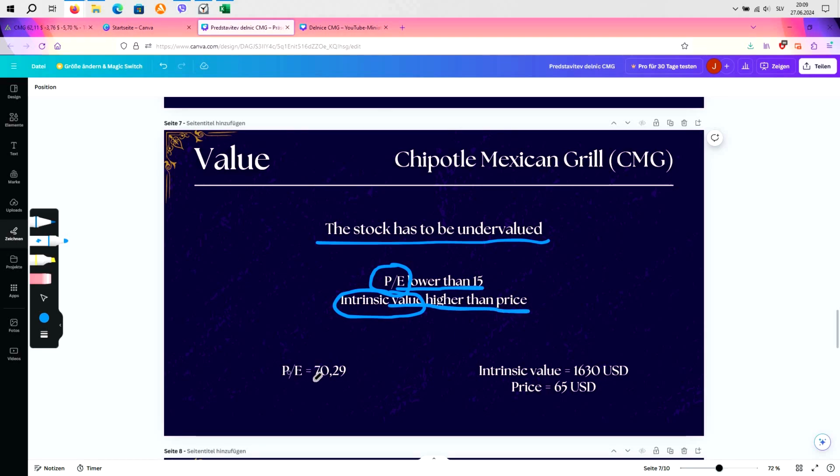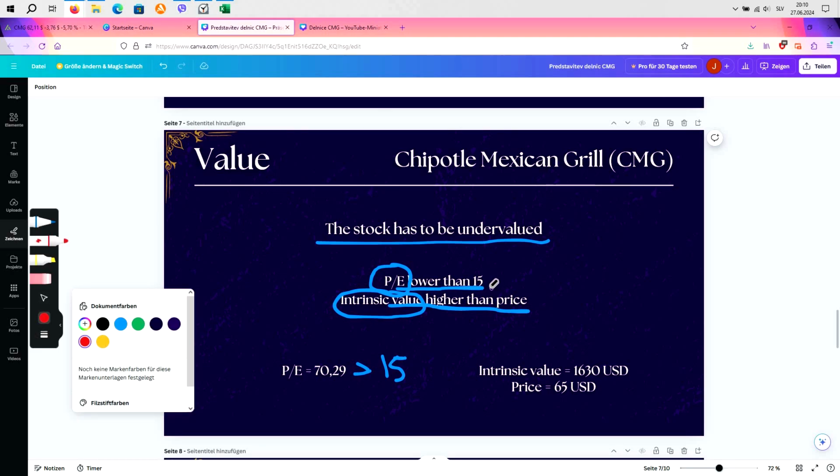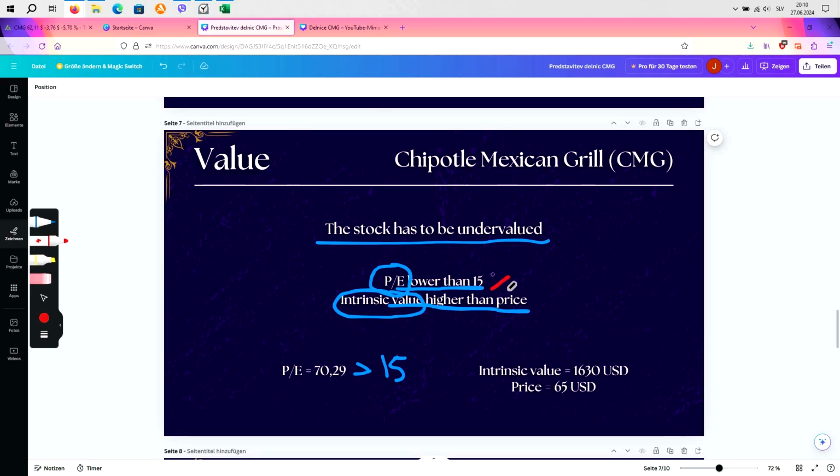Now, you can see that the P/E ratio of Chipotle at this exact moment is around 70, which is much higher than 15, what we want to see. It's around 4 times higher. So obviously, in terms of the P/E ratio, the price is overvalued, okay? I mean, the stock is overvalued.